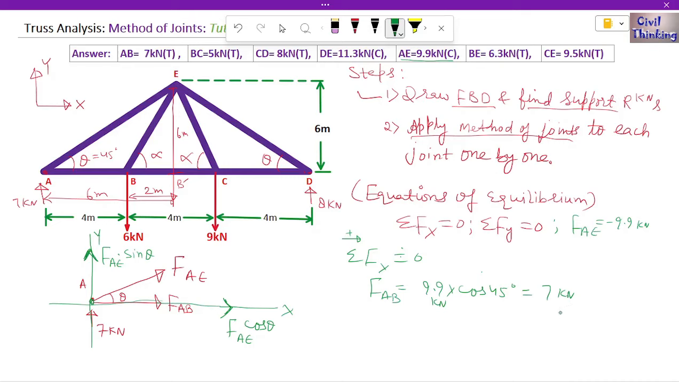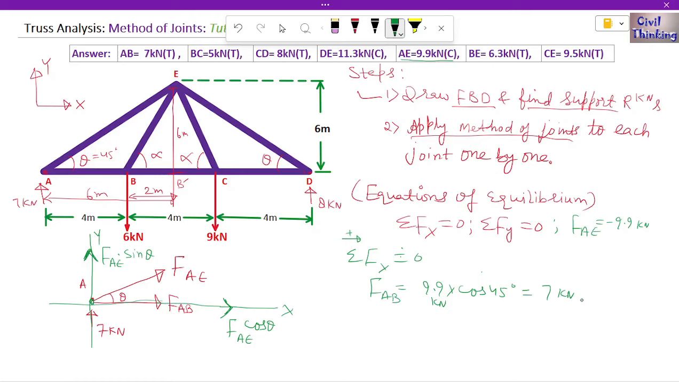The positive value means what? It means our assumption was right. And what is the assumption? FAB is positive, right? Now FAB is positive, it means it is away from the joint, which means it is tensile force. Because away from the joint is tensile, and since we get a positive value of FAB after solving the equations, it means our assumption was right, and that's our answer.